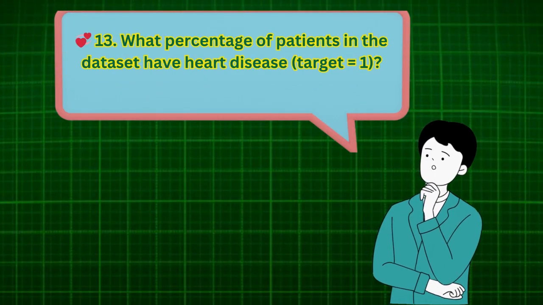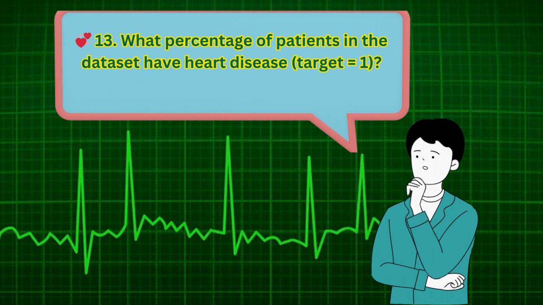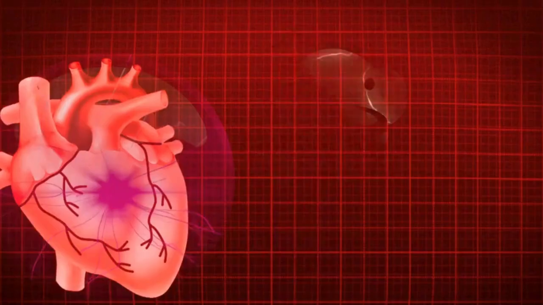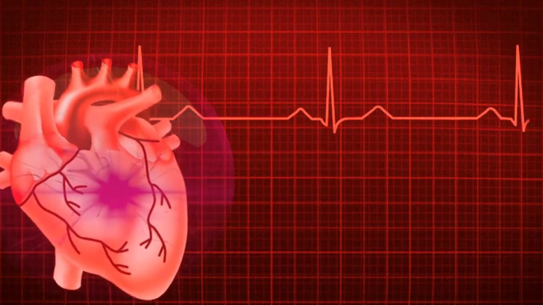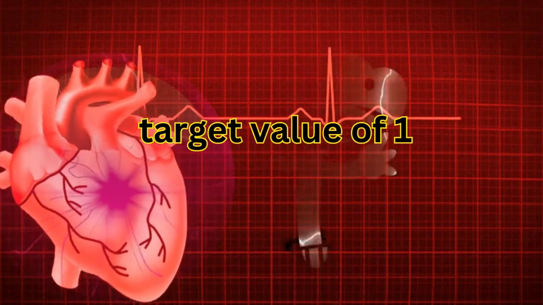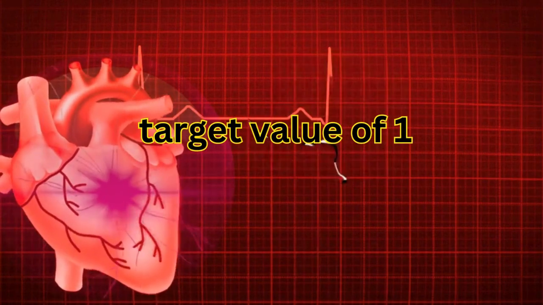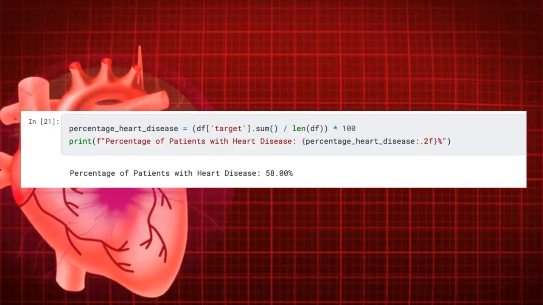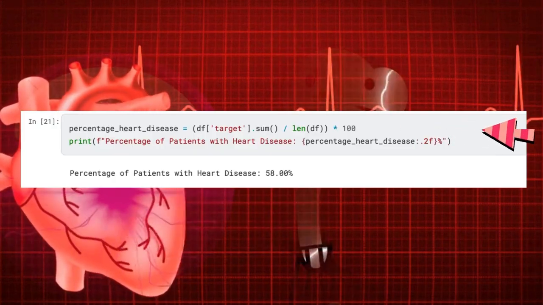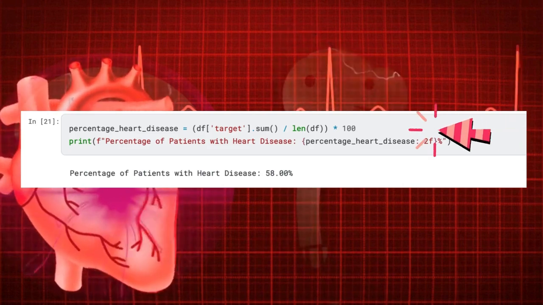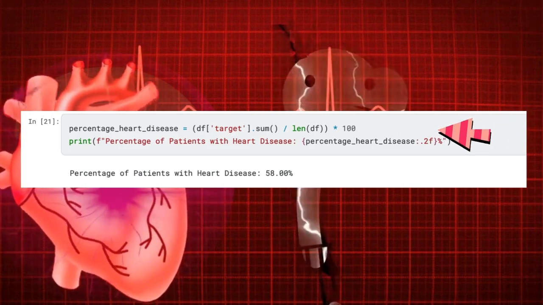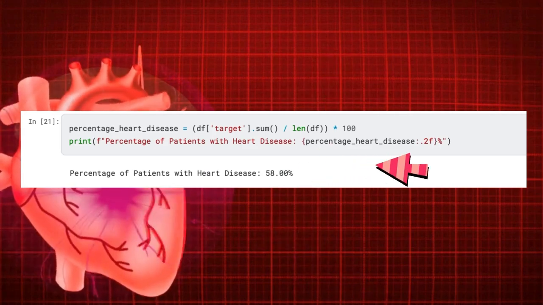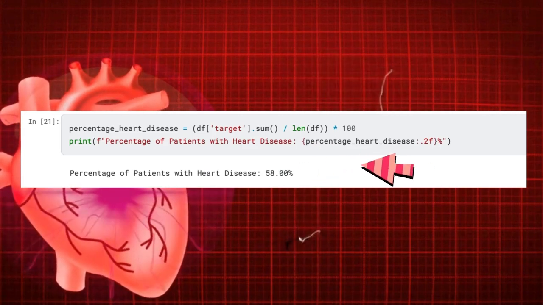13. What percentage of patients in the dataset have heart disease? Target equals 1. To find the answer, we calculate the percentage of patients with heart disease by dividing the number of patients with a target value of 1 by the total number of patients in the dataset. Now, let's see the code in action. We calculate this by dividing the number of patients with heart disease by the total number of patients in the dataset, then multiplying by 100 to get the percentage. The result shows that 58.00% of the patients have heart disease.